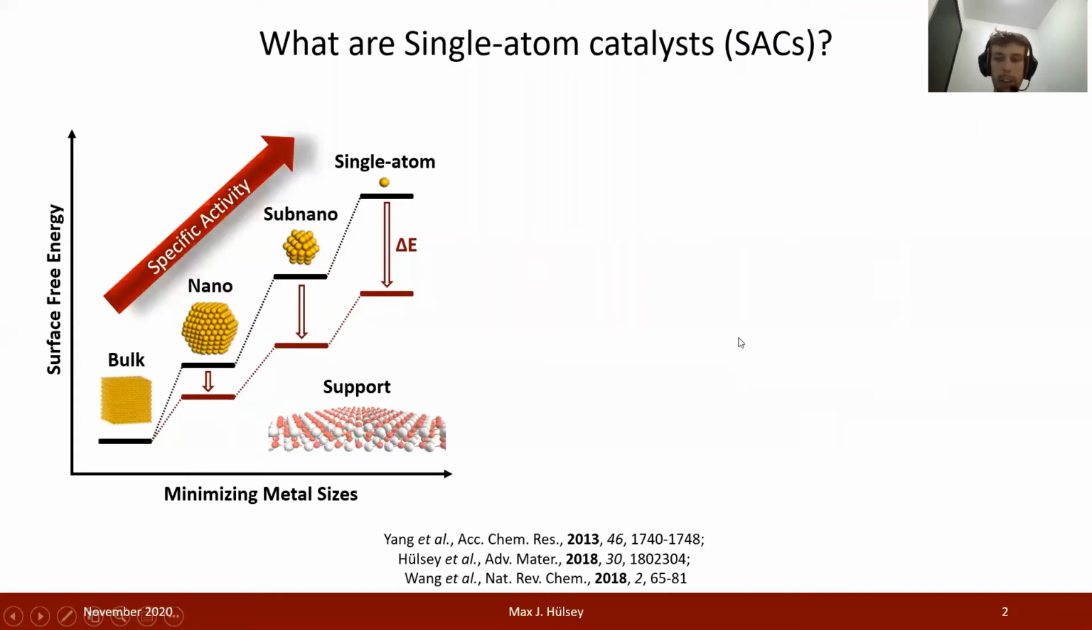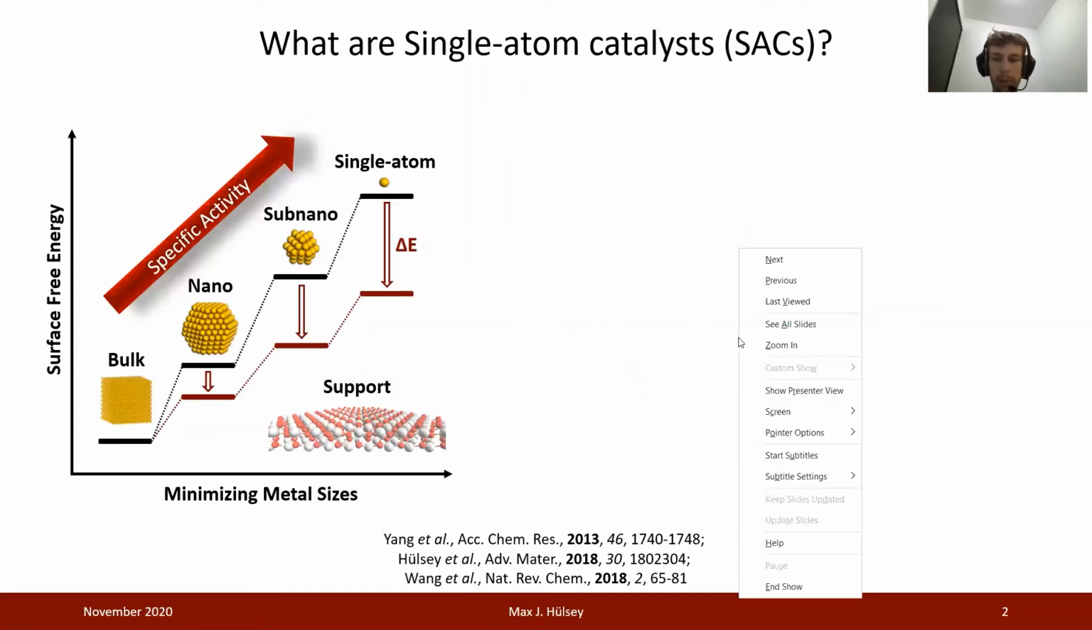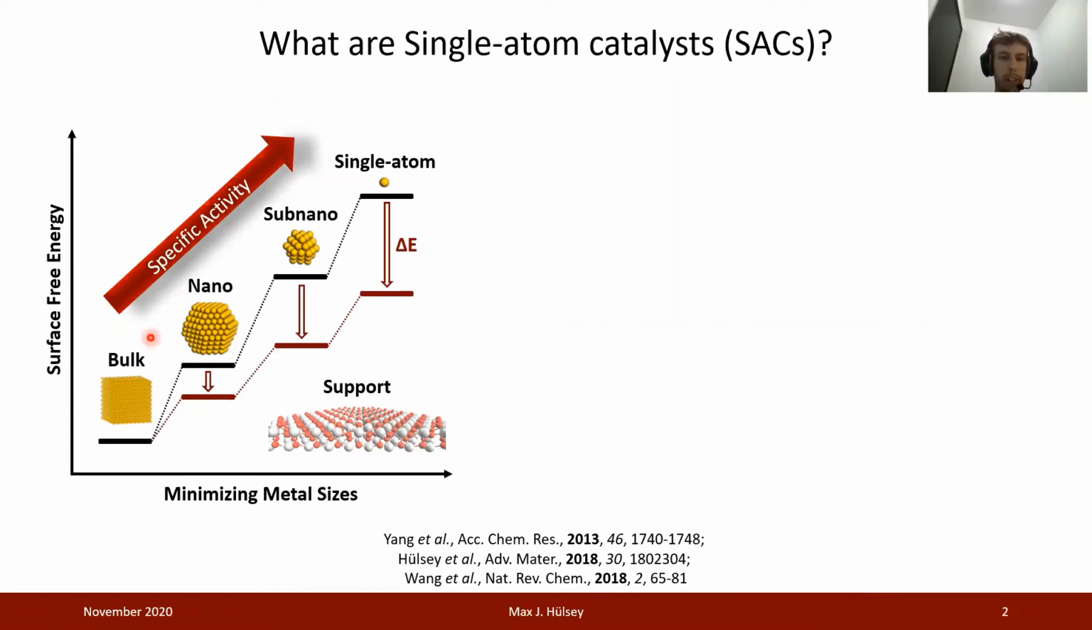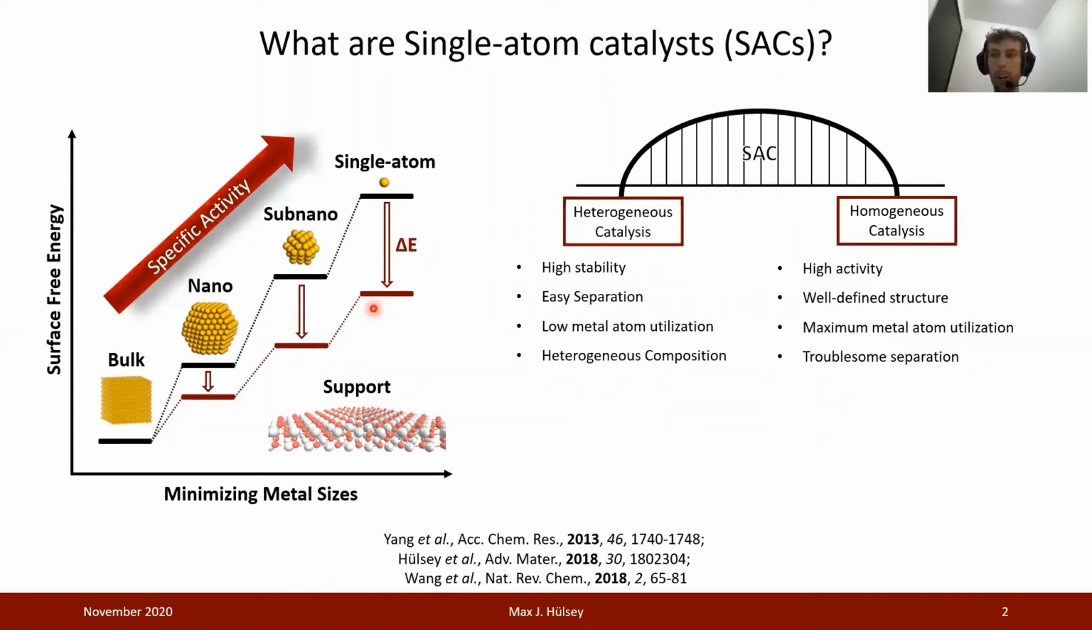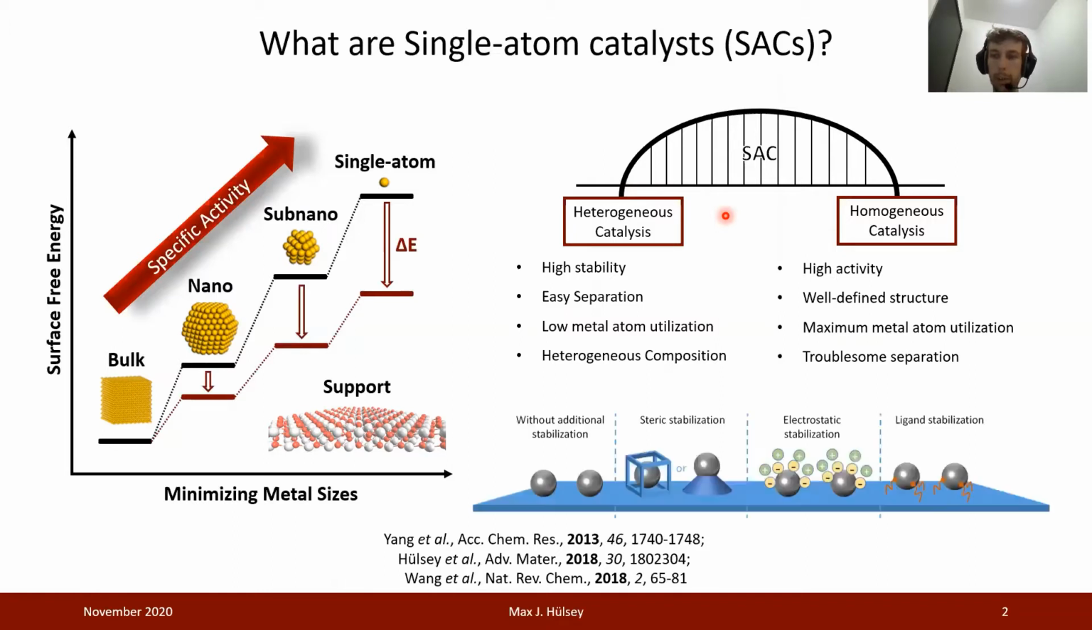Single atom catalysts are the ultimate dispersion of noble metals on supports. When going from the bulk to nano and sub-nano structured materials, we end up with the ultimate dispersion of metals on supports. Single atom catalysts are also the bridge between heterogeneous catalysis and homogeneous catalysis, combining the best of both worlds. Here I will discuss with you how a tool that is usually applied to homogeneous catalysts can be applied to heterogeneous catalysts as well.